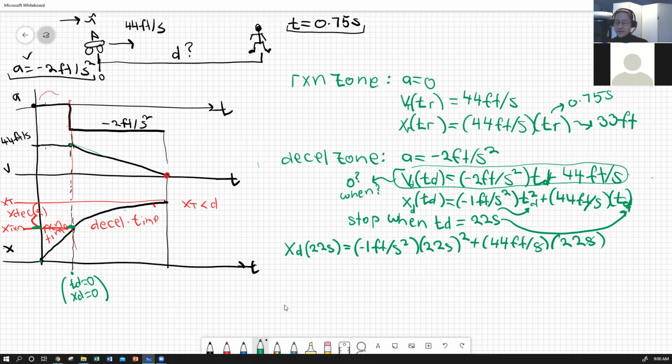Anybody want to calc this one? I may have this one. I think I got 484 when I calced it the other day. Yep. Okay, good. We got consensus. So from the time you start decelerating, you travel 484 feet. So really, when you look at these two, this is not drawn very well.